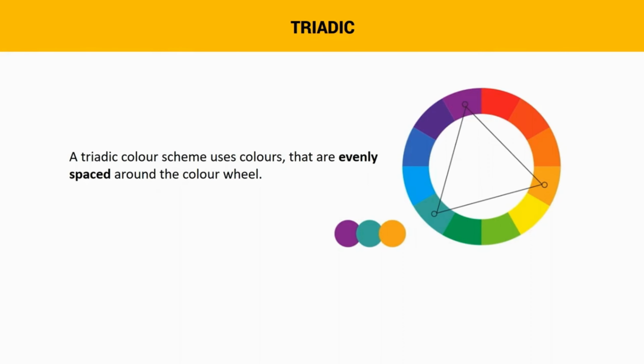Number 6. Triadic. A triadic color scheme uses colors that are evenly spaced around the color wheel.